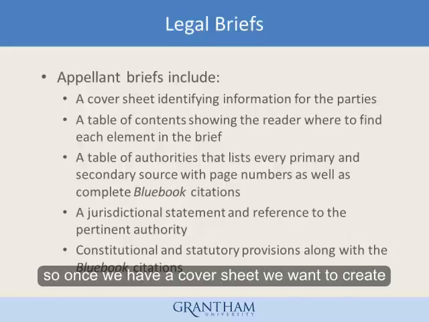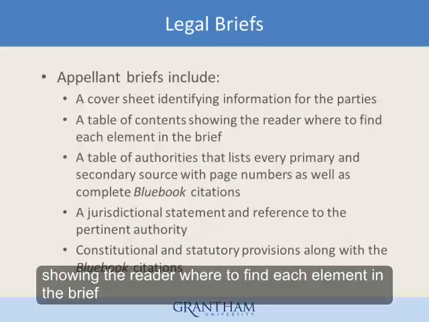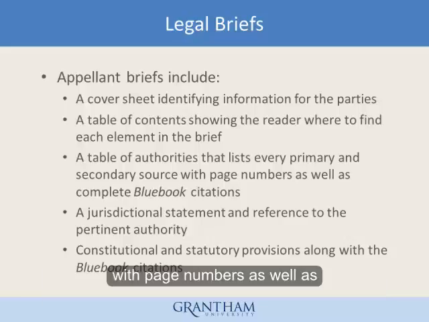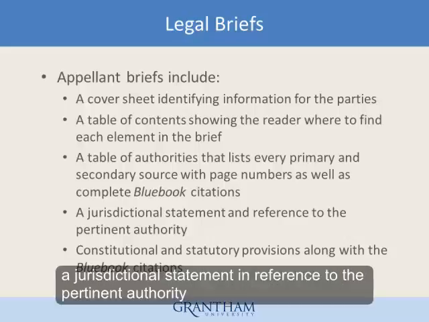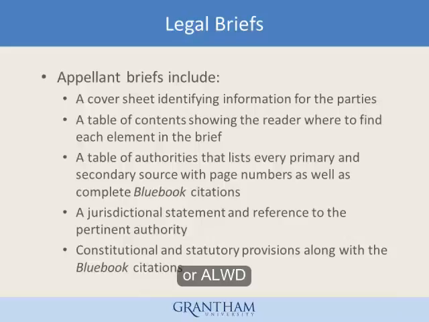So once we have a cover sheet, we want to create a table of contents showing the reader where to find each element in the brief. We want to include a table of authorities that lists every primary and secondary source with page numbers, as well as complete citations of those sources using the Blue Book or the ALWD. A jurisdictional statement and reference to the pertinent authority, constitutional and statutory provisions along with the proper citations using the Blue Book or ALWD.